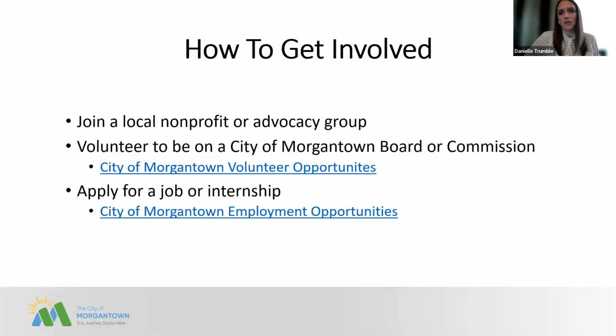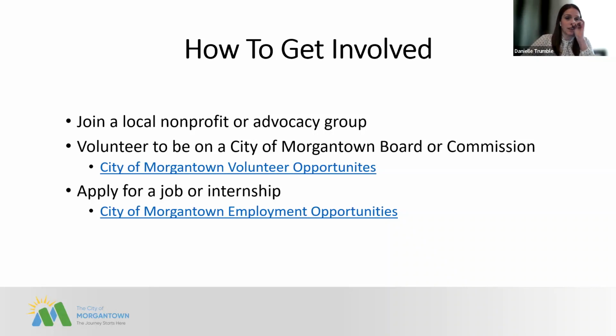So how to get involved, and Mason already did a good job of discussing this, but very briefly, you can join a local nonprofit or advocacy group. There are groups for any interest, really. Morgantown has a green team that advocates for environmental changes to city council. We even work with the health department and the quick response team on things like addressing overdoses and addiction. So there's plenty of opportunities to get involved if you look around.